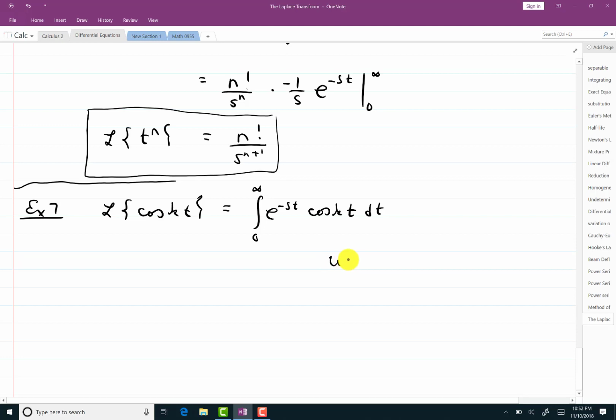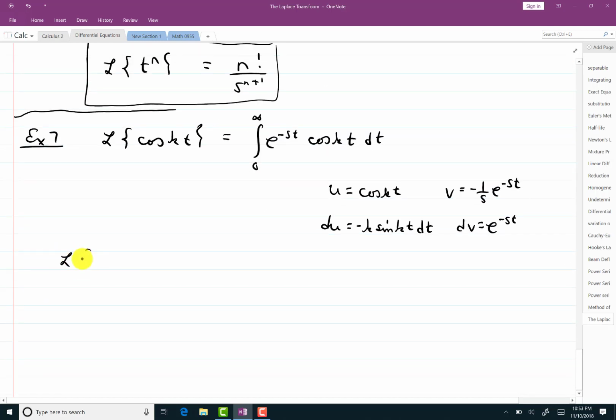I'm going to let u equal cosine kt. Then du will be negative k sine of kt dt. As the other one, as always, dv equals e to the negative st, and then v equals negative 1 over s, e to the negative st.